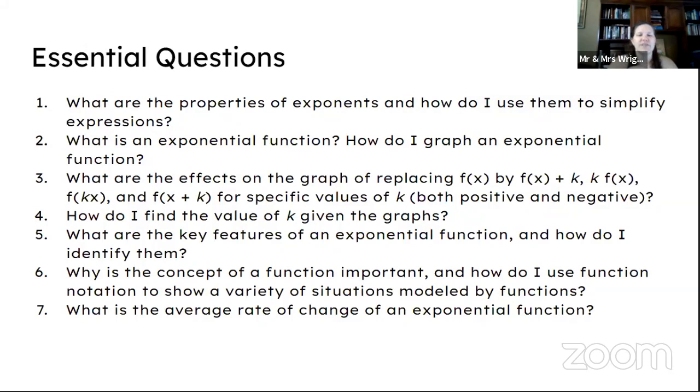What are the key features of an exponential function? And how do I identify them? Why is the concept of a function important? And how do I use function notation to show a variety of situations modeled by functions? What is the average rate of change of an exponential function?